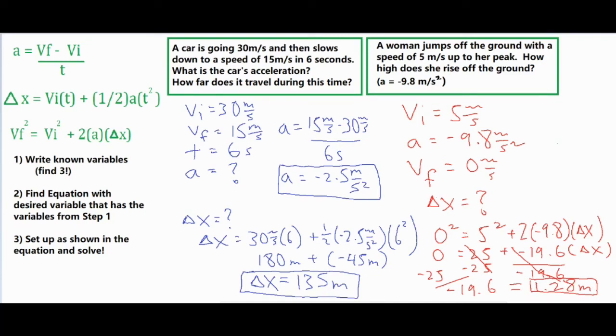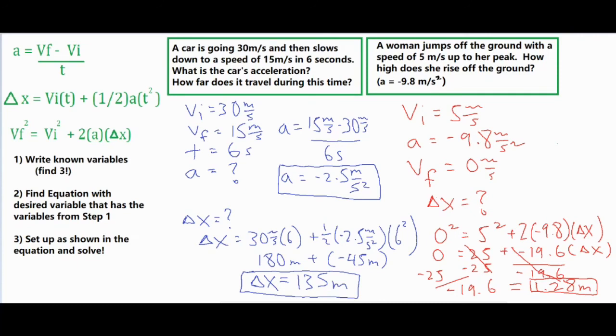All right, for this one, I did have to use a little bit of algebra. So on this side, I have 0 squared, which is going to be 0. And then I have vi squared, which is 5 squared, which is 25. And then I have 2 times negative 9.8, which is negative 19.6, which is the coefficient in front of the delta x. And I want to make sure I move one thing at a time. So I'm going to go ahead and scoot over that 25. So I subtracted 25 from both sides. So I have negative 25 equals negative 19.6 times delta x. Divided both sides by that negative 19.6, which gave me a positive 1.28 meters because the woman is rising off the ground.